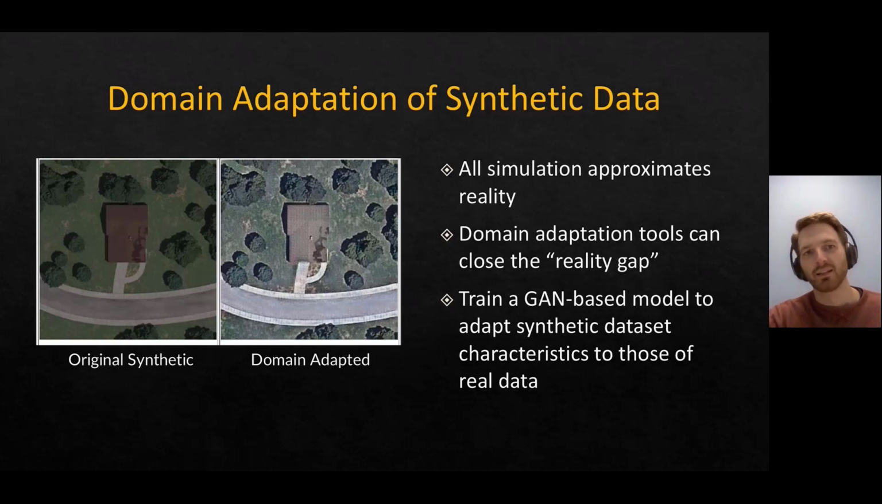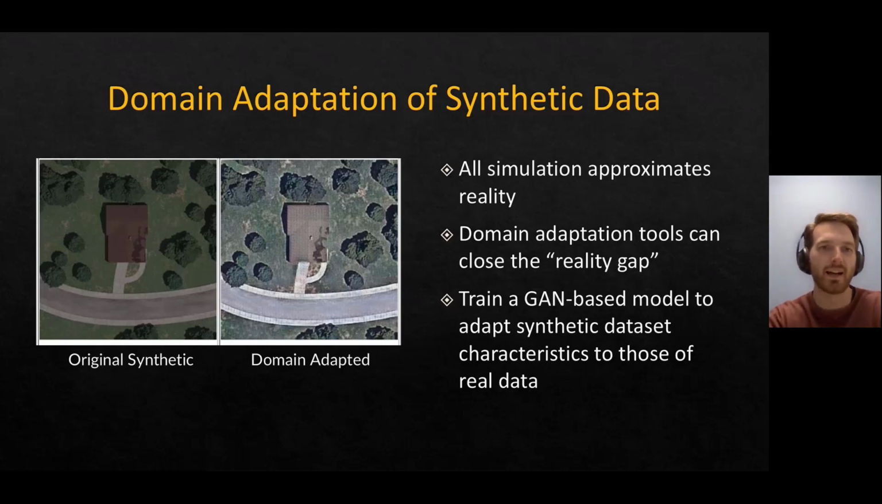There are going to be some unique attributes about your sensor that you may not capture within that estimation, and that's true of any simulation. So what we've found success with is actually using a GAN-based approach paired with this physics-based simulation approach. So training a GAN model to adapt the characteristics of a synthetic data set to that of real data.